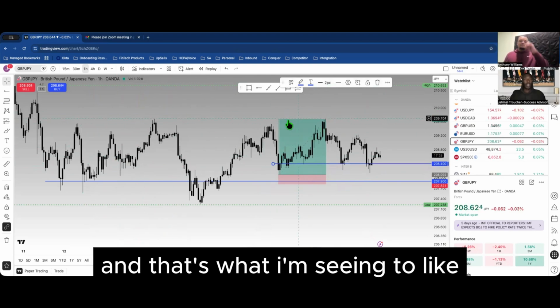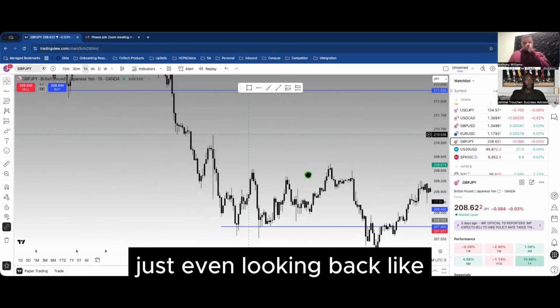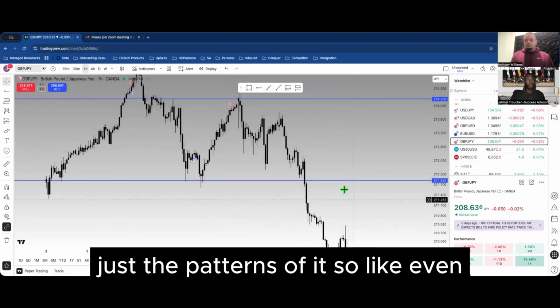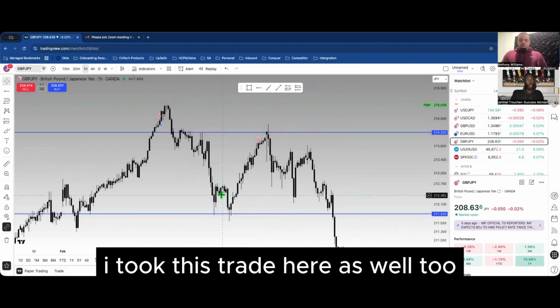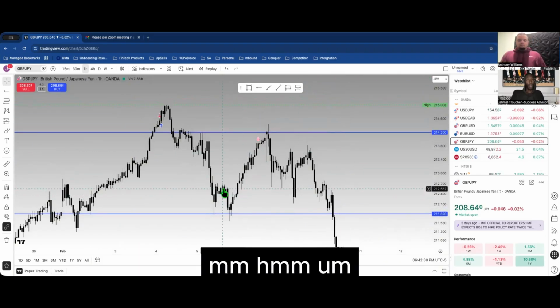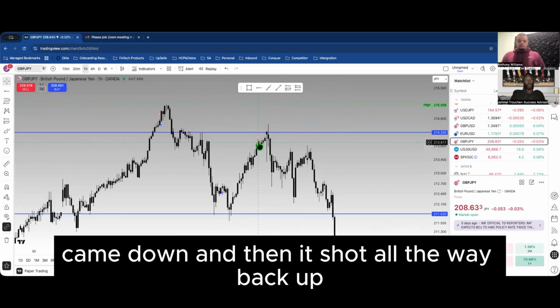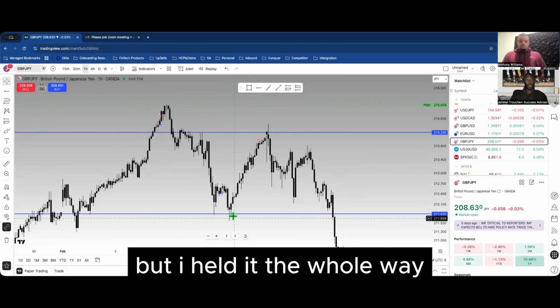Yeah, and that's what I'm seeing too, just even looking back at the patterns of it. Even I took this trade here as well. It came down and then it shot all the way back up, but I held it the whole way.